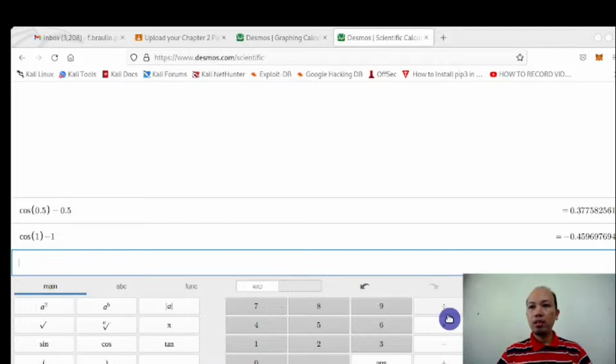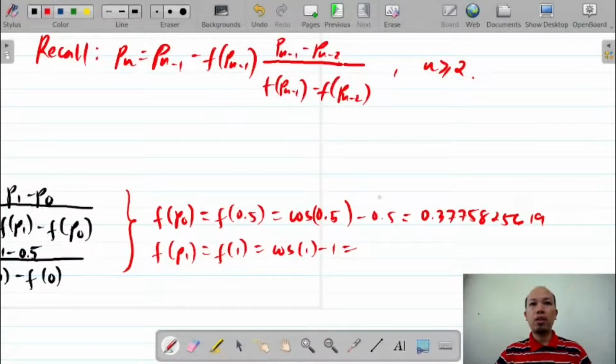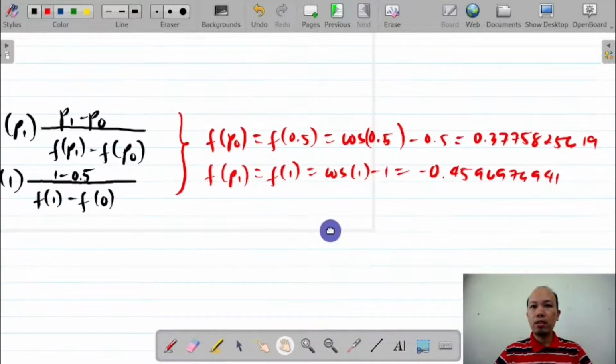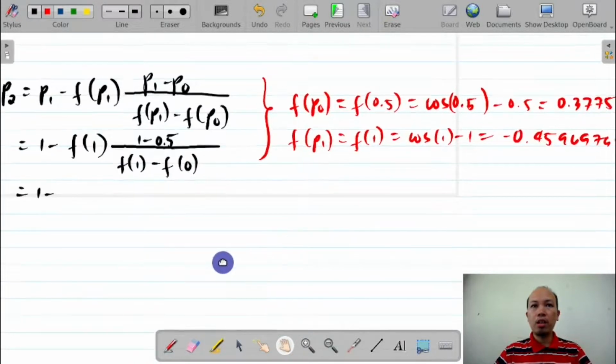Enter. So that's negative 0.45969 and so on and so forth. So let's copy that in our open board. So we have negative 0.45996976941. Okay, so that's our f of 1.